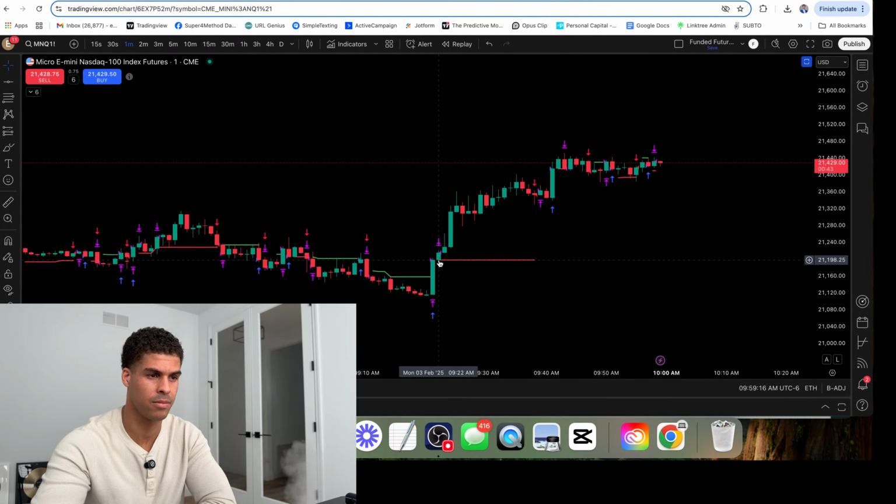So we caught this move right here. We went long off this candle and price erupted. Now I only caught about a hundred and something dollars off this trade. It was pretty solid, but we didn't catch all of it.